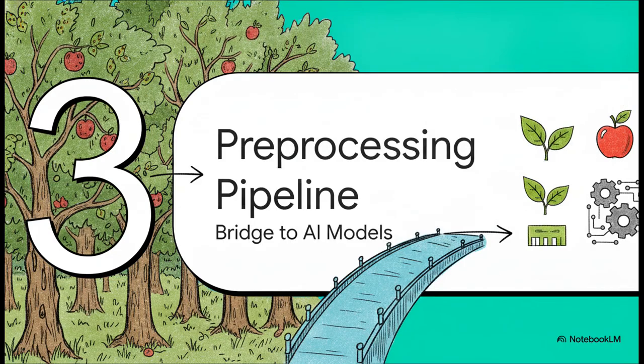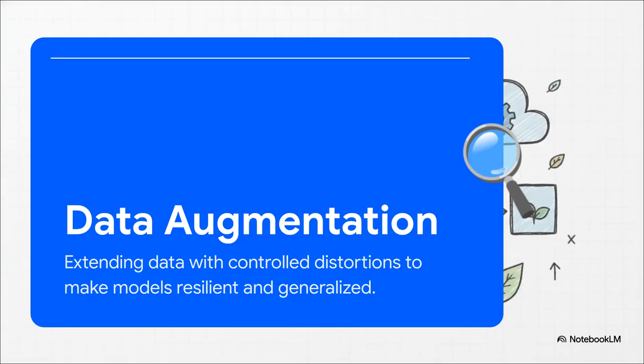Which brings us to Section 3, the pre-processing pipeline. This is the absolutely crucial bridge to our AI models. To build an effective plant disease detection model, researchers rely heavily on something called data augmentation. Now, models can very easily overfit to their training data. Basically, they just memorize specific photos rather than actually learning the underlying disease patterns. So, by introducing controlled distortions to the original images, researchers artificially expand the dataset. This forces the model to generalize and become much more resilient when it faces brand new, unseen data.